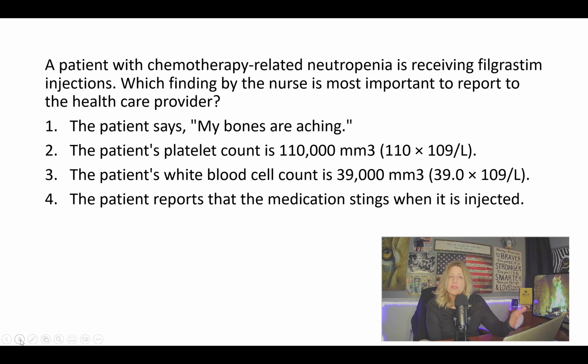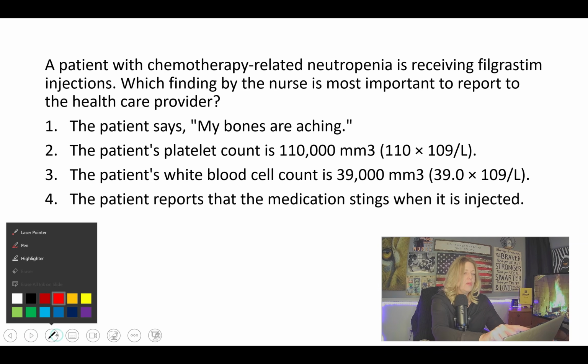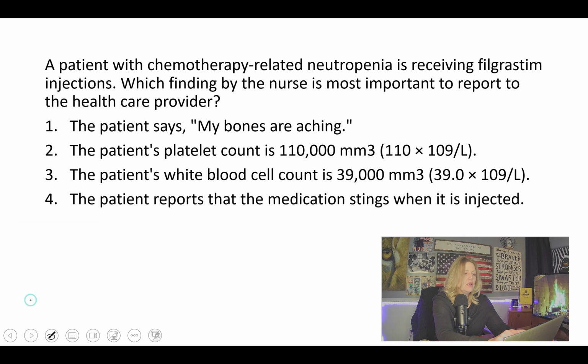So we have to consider which finding is unexpected. All right, if you don't know this, neutropenia means low white count. You got to know that. Neutropenia means low white count. Now, there's two other words for it that you should know. Neutropenia also means low white count. Sorry, my handwriting's bad.